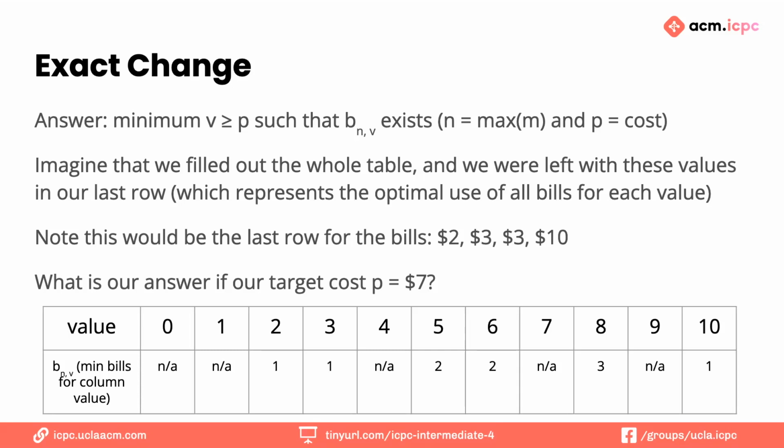So if our target cost P is $7, can anybody tell me how we would check what our answer is, given this is our final row in the table, aka our full fleshed out solution, and a target cost of 7?